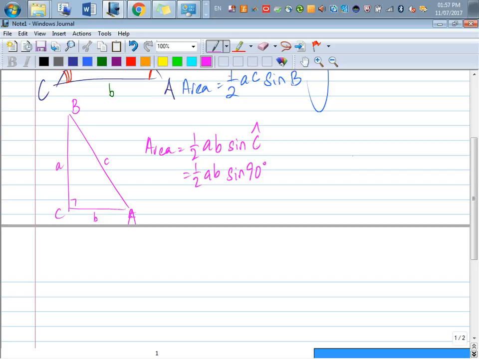Okay, hang on first. Let me just finish this example first. So sine 90 degrees, you saw that it was 1, right? So this is half AB, right? This is the area. Does it make sense? Yeah, half times base times height, isn't it? So this is one of the relationships between the two formulas for the area of a triangle.